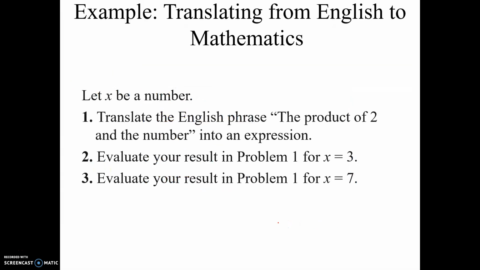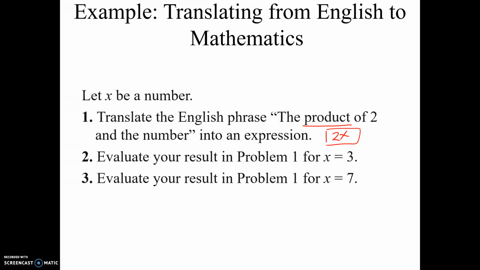So here are some examples. Let's translate the English phrase, the product of 2 and the number, into an expression. Well, what does product mean? Product means multiplication. So if you have the product of 2 and a number, that means our expression will be 2 times x, or 2x.